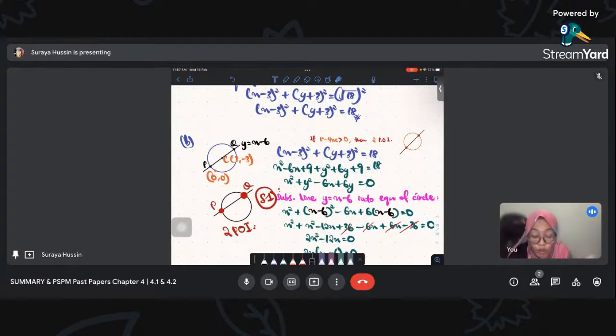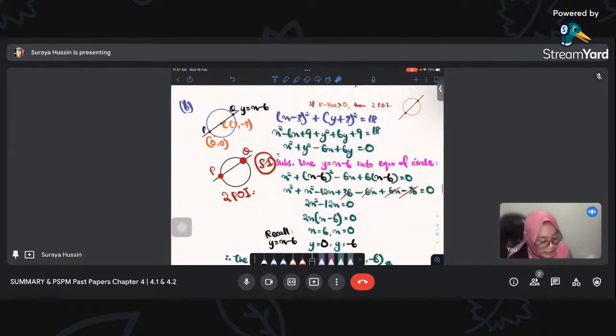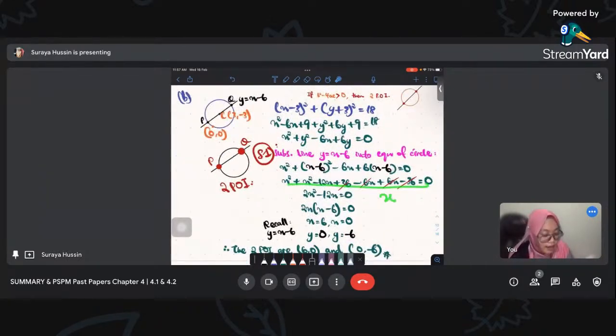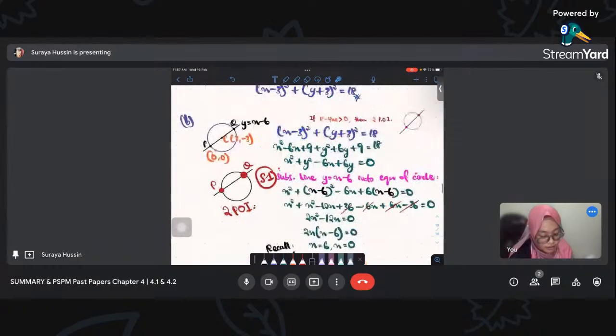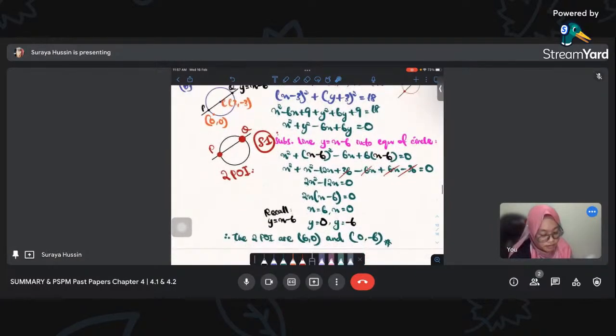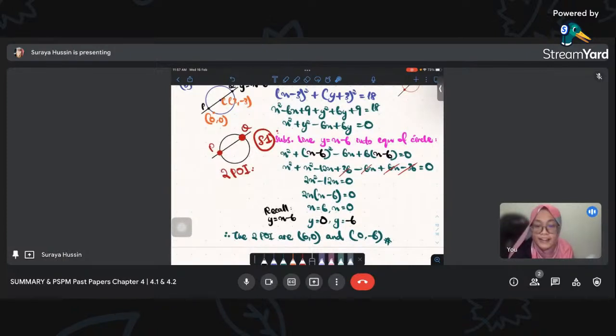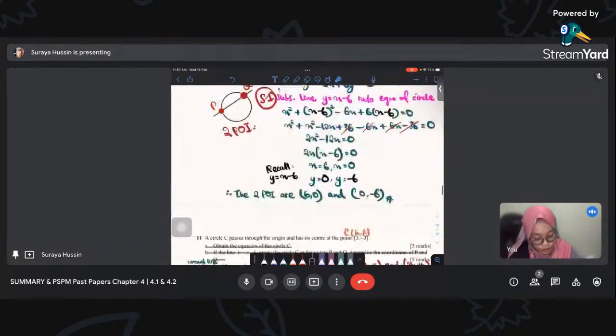Bila dah masuk, you akan dapat everything is in terms of X. Everything is in terms of X, boleh diselesaikan, dapat value of X. Dah dapat value of X, dapat value of Y. Means they have two coordinates and we are happy. When we are happy, so we are get what we want then. Okay? Okay, jom kita tengok soalan C.